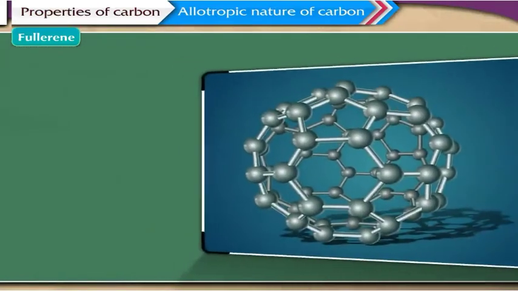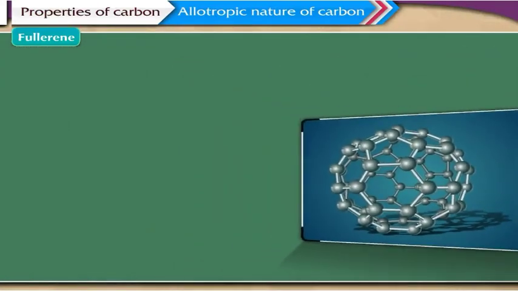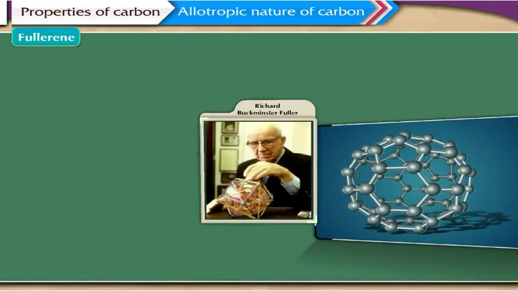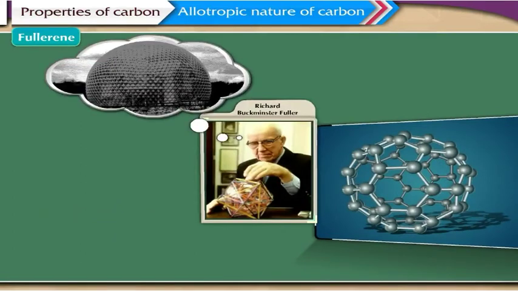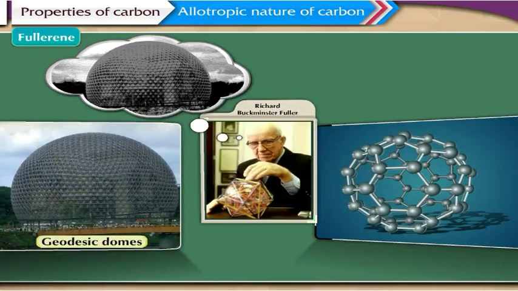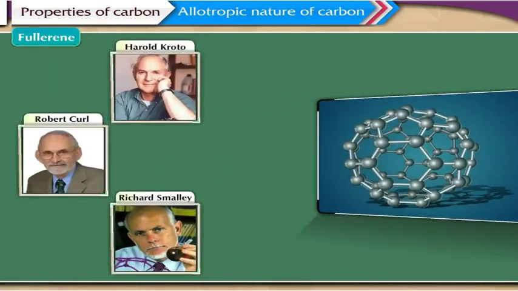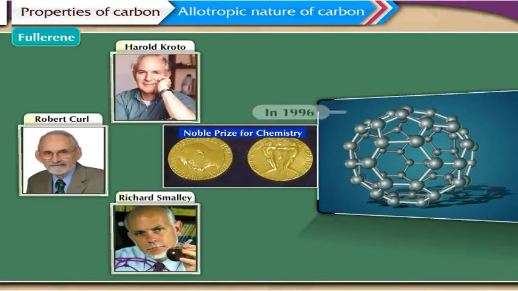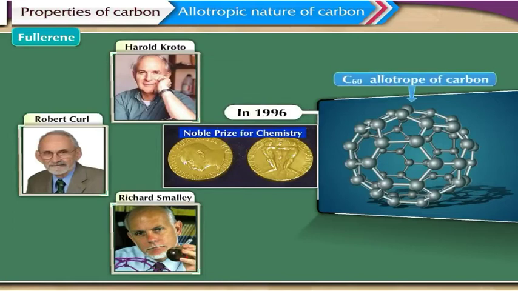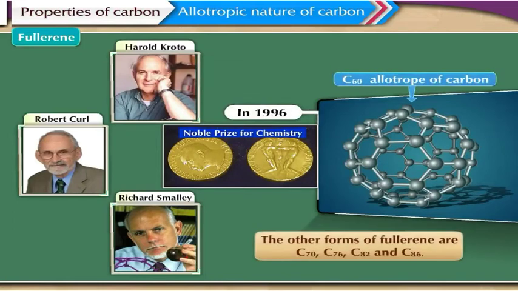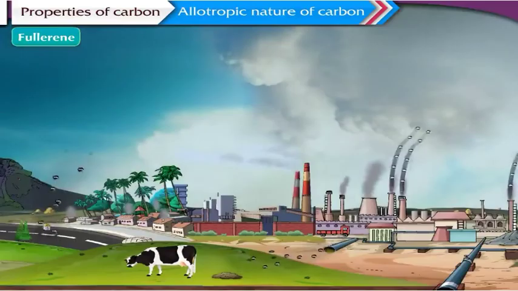This allotrope of carbon was named fullerene after the architect Richard Buckminster Fuller because its structure resembled the geodesic domes designed by him. Harold Kroto, Robert Curl, and Richard Smalley were awarded the Nobel Prize in Chemistry in 1996 for the discovery of fullerene, C60, allotrope of carbon. The other forms of fullerene are C70, C76, C82, and C86. These molecules are found in minute quantities in soot.